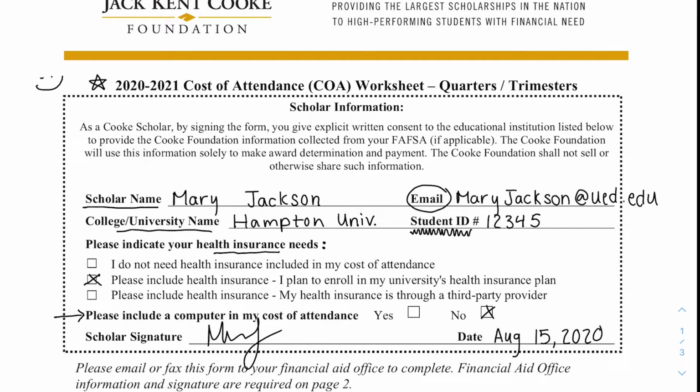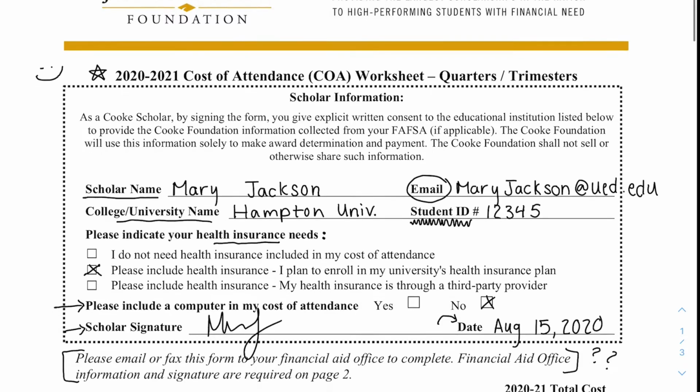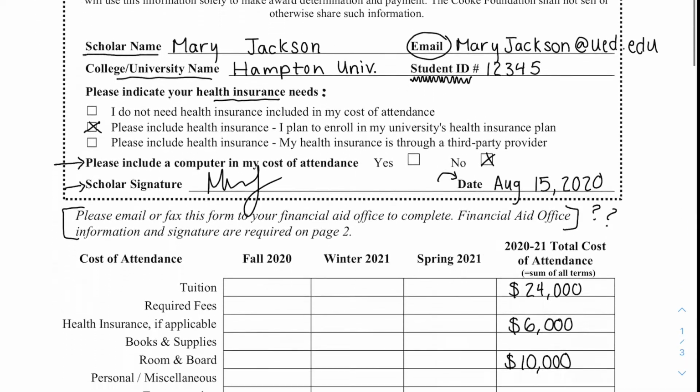So say yes or no. Just a warning, if you say yes, you need to do more paperwork. Then your scholar signature, which is your signature, and the date on which you fill this out. Again, it says please email and fax to the financial aid office, but like I said in the beginning, I always had a problem, and I'm going to show you how to fill it out yourself, or check if your financial aid officer filled it out correctly.